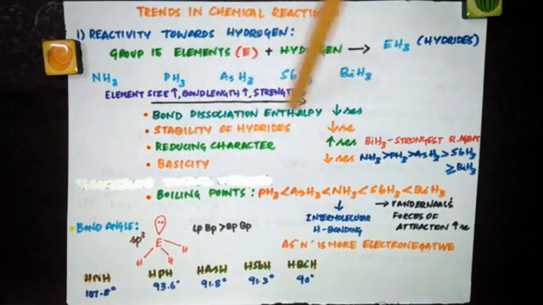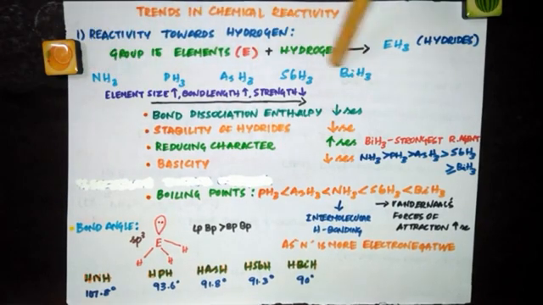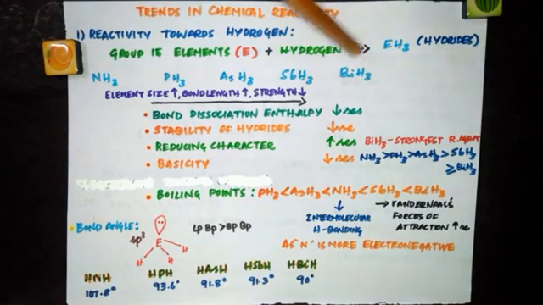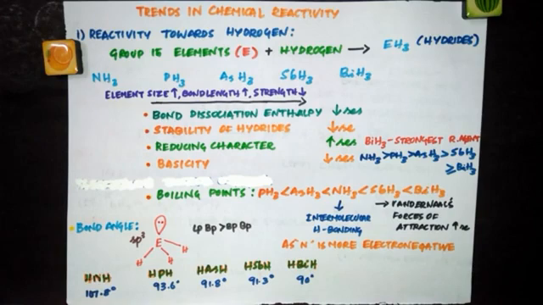That can be said from bond dissociation enthalpy. As you move down the group, the bond dissociation enthalpy of the hydrides decreases. So what will happen to the thermal stability? It decreases as you move from ammonia to bismuthine, which means ammonia is thermally stable, whereas bismuthine is not thermally stable. So thermal stability decreases as you move down the group.